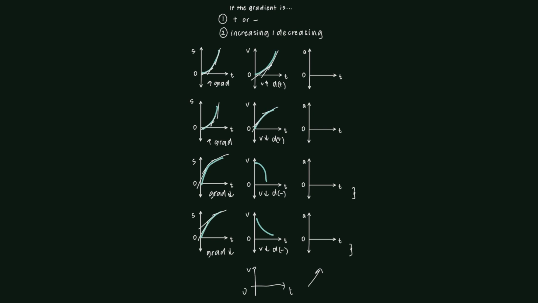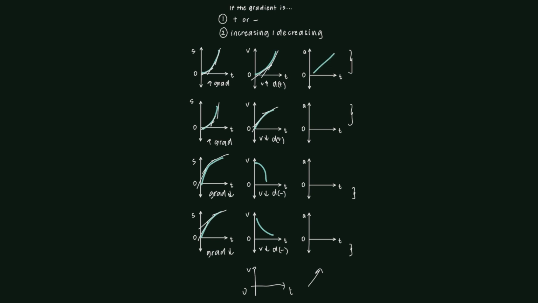So for instance, in the first case, we have all these gradients. As you can tell, they are positive. So we draw the graph in this region, the positive region, for both of these cases. So for the first case, you can tell that the gradient is getting larger and larger as it's getting more steep. So the acceleration time graph will look like this.